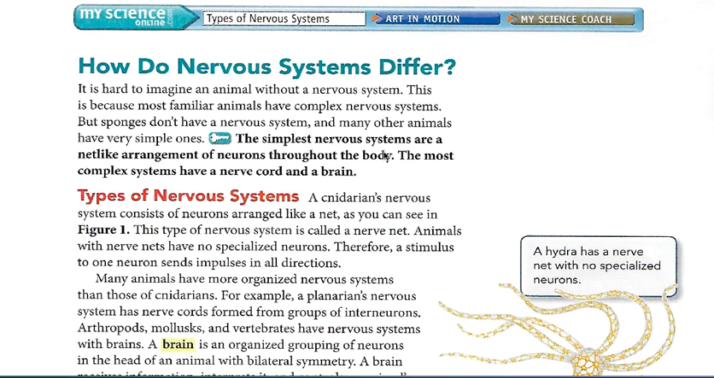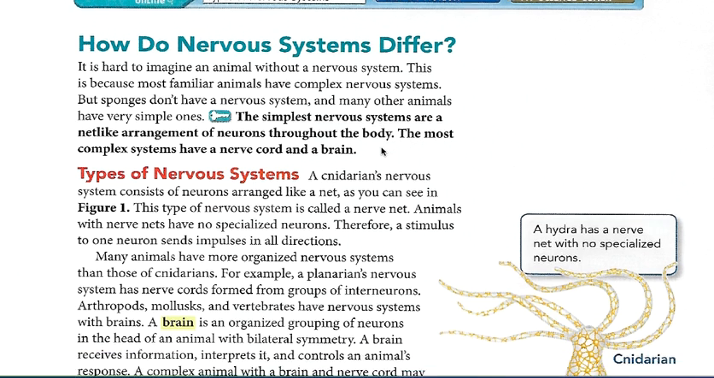How do nervous systems differ? It's hard to imagine an animal without a nervous system. This is because most familiar animals have complex nervous systems, but sponges don't have a nervous system, and many other animals have very simple ones. The simplest nervous systems are a net-like arrangement of neurons throughout the body. The most complex systems have a nerve cord and a brain.